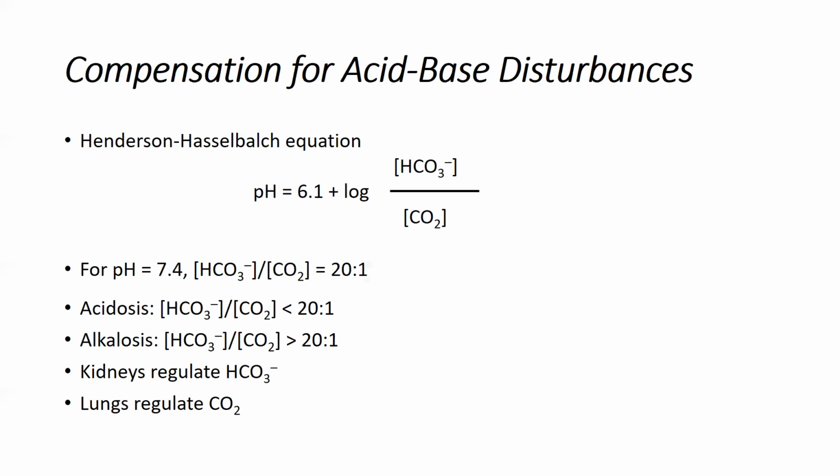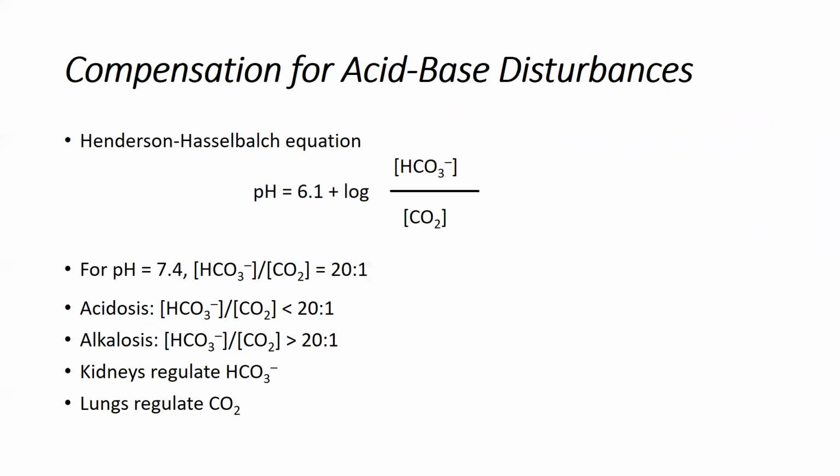The Henderson-Hasselbalch equation is an estimation of the pH given the concentration of bicarbonate and the concentration of CO2. So if we use this equation in reverse, meaning that we want a set pH, and we use that set pH to determine how much acid and base we should have, we can say for a pH of 7.4, we need to have a ratio of 20:1 for base to acid, okay? And that tells us that 20:1 is sort of our neutral ground.